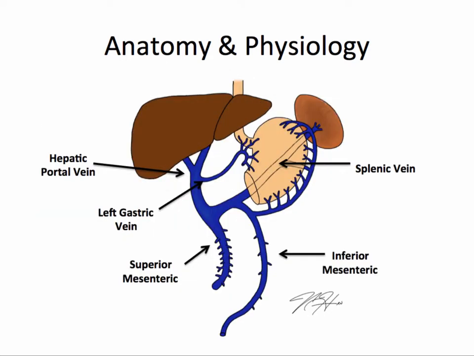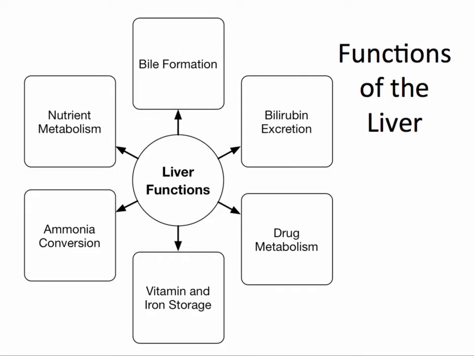Here's a picture showing the vasculature coming from the liver. Just below the liver, you have the hepatic portal vein, which branches into the left gastric vein and down into the superior and inferior mesenteric veins. You also have a branch going to the spleen, referred to as the splenic vein.